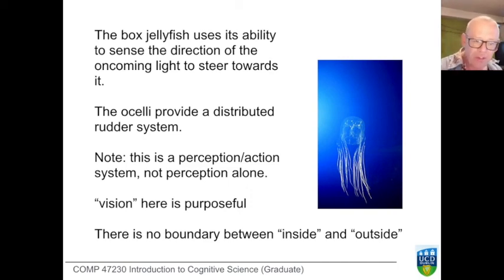I call this a visual system because we're making use of the properties of the ambient light to serve the purposes of the organism. But this is not how we usually think about perception. We often think about perception as if it were input. There is no input-output relationship here. This is both perception and a means of controlling action. So it's a perception-action system. And there's no obvious boundary between an inside and an outside. There's no interiority that we need to appeal to. So that for me is the simplest visual system we can identify.